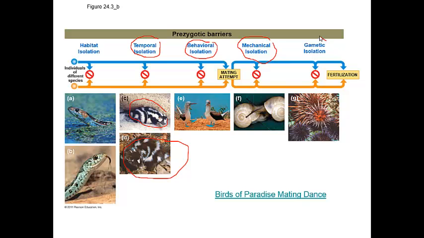Finally, we have gametic isolation. Gametic isolation is when the sperm of one species is physically unable to fertilize the egg of the other species.